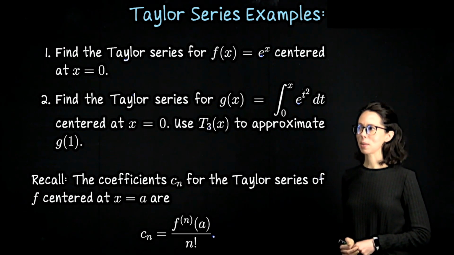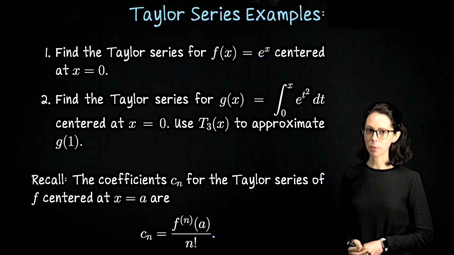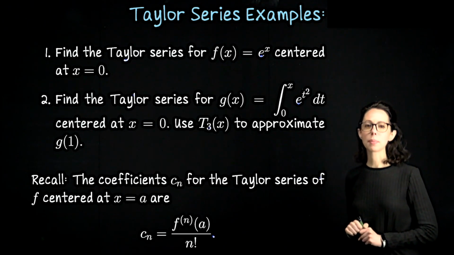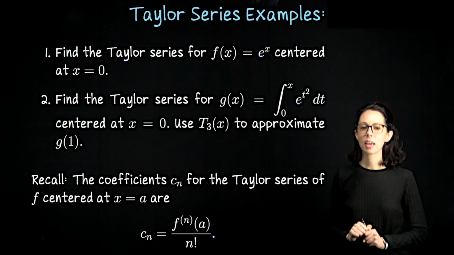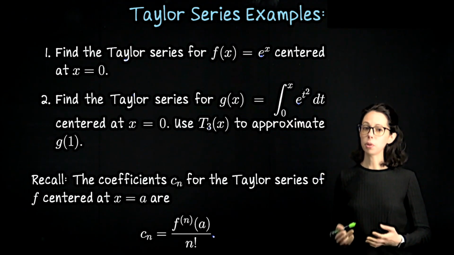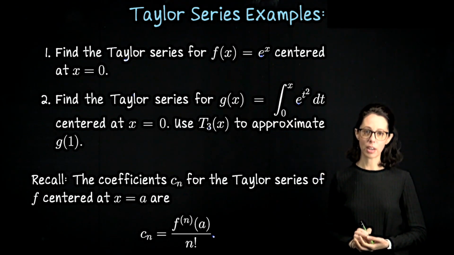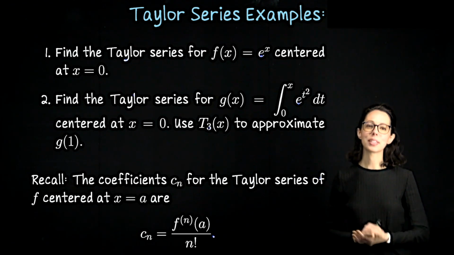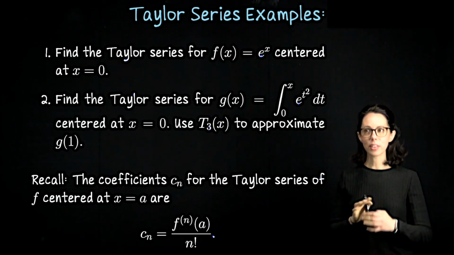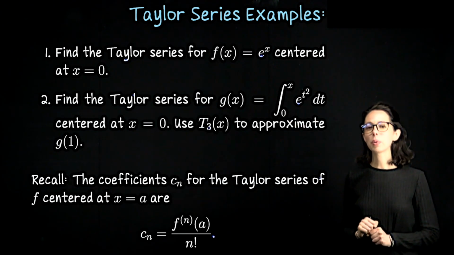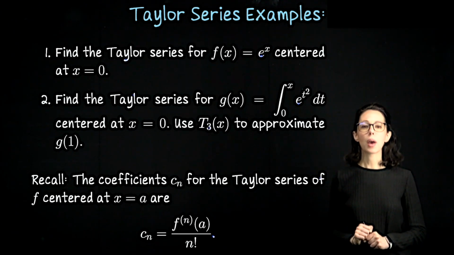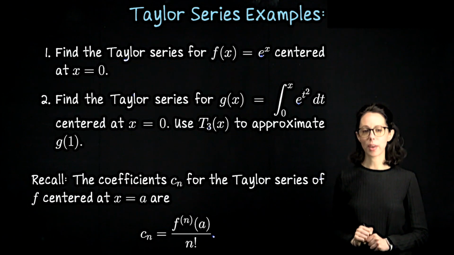Then in the second example, we are going to use our first computation to find a Taylor series for this function g of x, which I'm defining to be the integral from 0 to x of e to the t squared dt. This is not an integral that we can compute by hand in terms of elementary antiderivatives. So we will see how to use a Taylor series to approach this problem. And then, given that we can't even do this by hand, what we will do is use the Taylor polynomial T sub 3 to estimate the value of g of 1. So I'll show you how to do that.